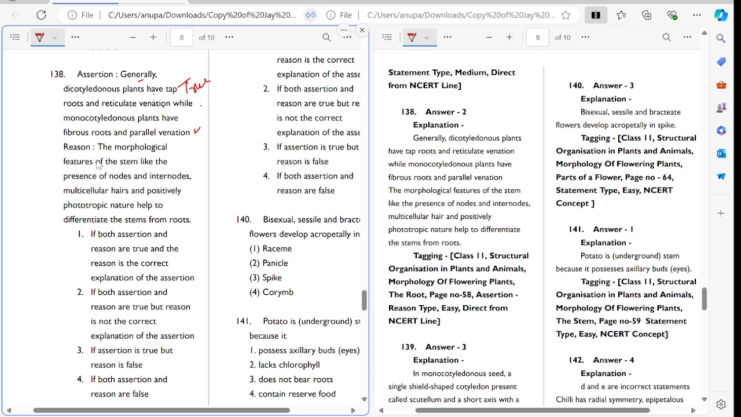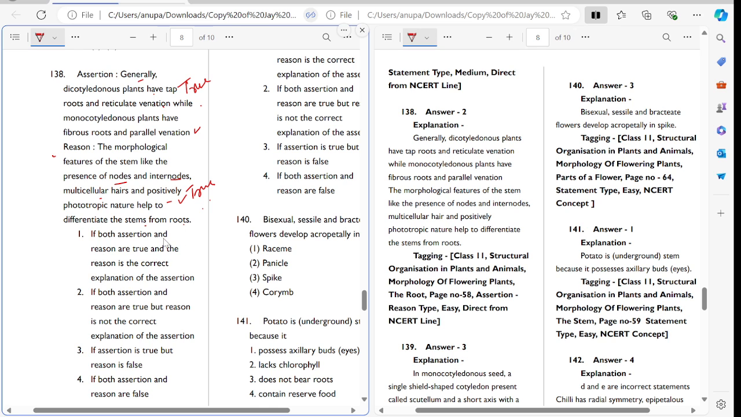And let's read the reason. Reason states that the morphological features of the stem, like the presence of nodes and internodes, multicellular hairs, and positively phototropic nature, help to differentiate the stems from roots. This is also correct. Assertion is true, and reason is also true. But the reason has no relation with the assertion. These two are entirely different things. So assertion is true and reason is also true, but reason does not explain the assertion.